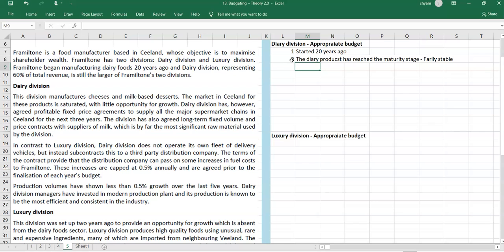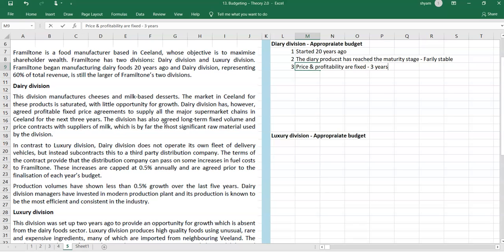So the next point is, the dairy division has agreed profitable fixed price agreements to supply all the major supermarket chains in Sealand for the next 3 years. So the price and profitability are fixed. That's what he says. Agreed profitable fixed price agreements to supply all the major supermarket chains in Sealand for the next 3 years. Okay, for 3 years.